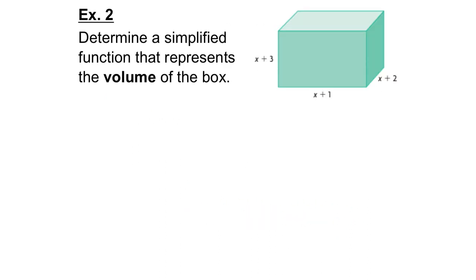In this next example, we have a box, a rectangular prism, and we are to determine a simplified function that represents the volume of the box. Let's use the function v of x to represent the volume of the box. We have the length, the width, and the height listed here. And remember, volume is equal to length times width times height. So pause the video and try to find a simplified version of this function.